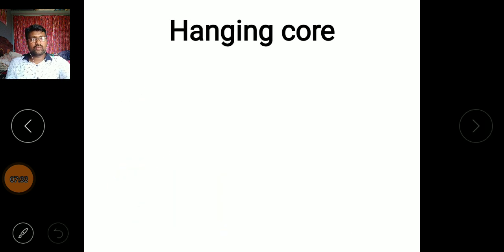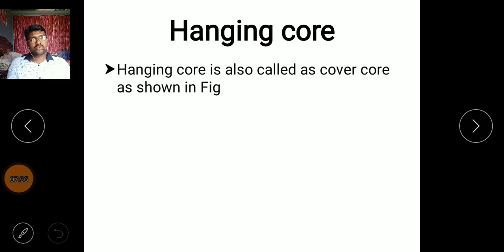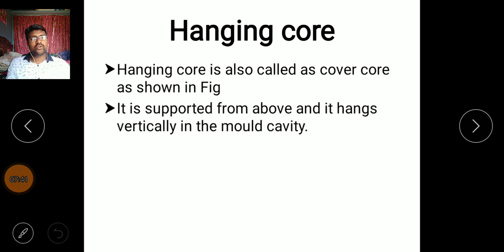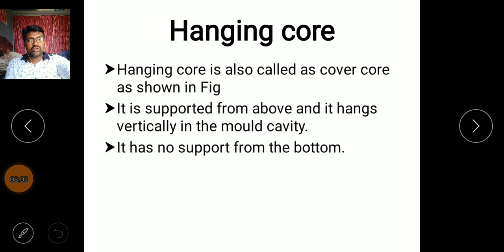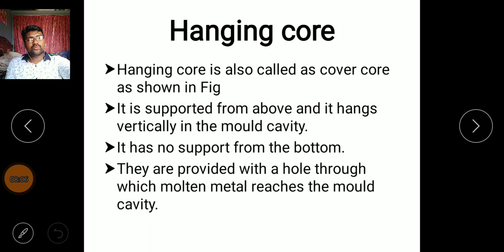Next, hanging core. Hanging core is also called cover core as shown in figure. Here it is supported from above and it hangs vertically in the mold cavity. It is the same as vertical core, but in vertical core the most portion is in the drag box. In case of hanging core, the core should be attached at the parting surface. It has no support from the bottom, only from the top side. They are provided with a hole through which molten metal reaches the mold cavity.